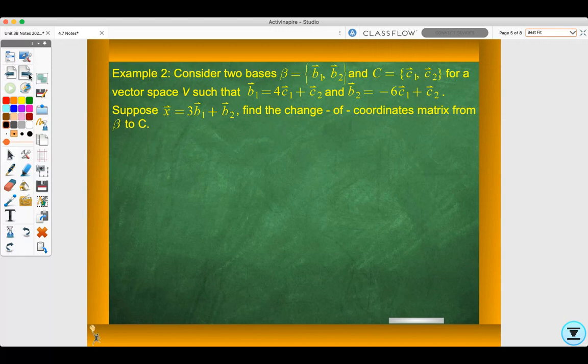Let's look at example 2. Consider two bases B and C for the vector space V such that B1 equals 4C1 plus C2, B2 equals negative 6C1 plus C2. Suppose that X equals 3B1 plus B2. Find the change of coordinate matrix from C to B.